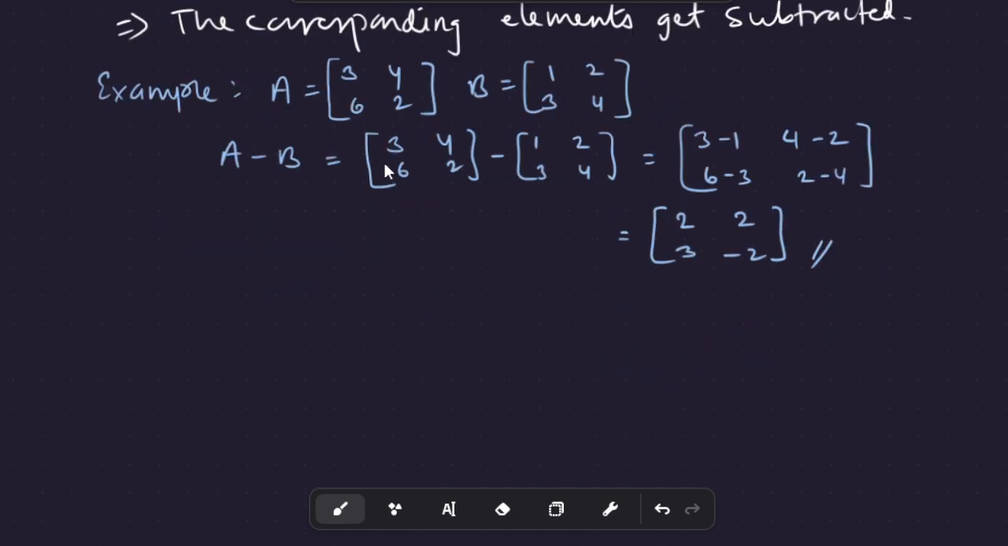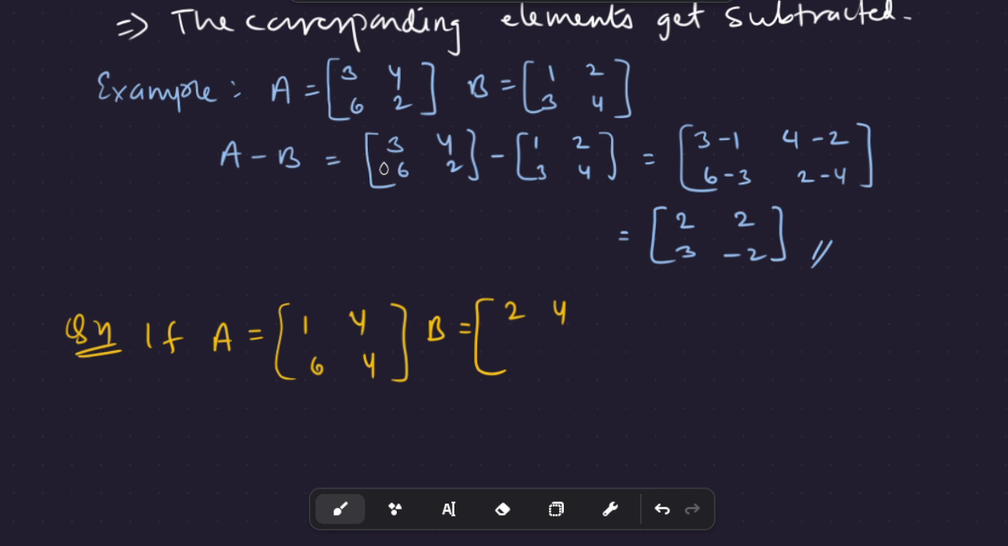One question for you, Veda. If A equals [1, 4; 6, 4], B equals [2, 4; 3, 3], find A plus B, A minus B, and B minus A. Okay, get these answers.